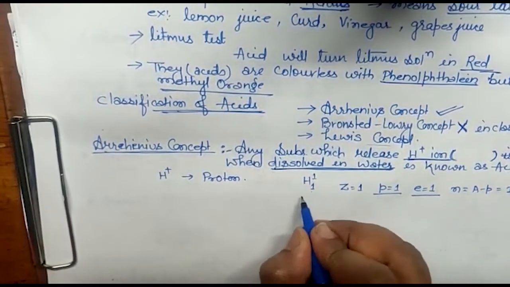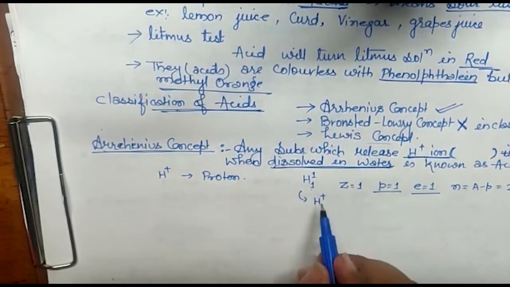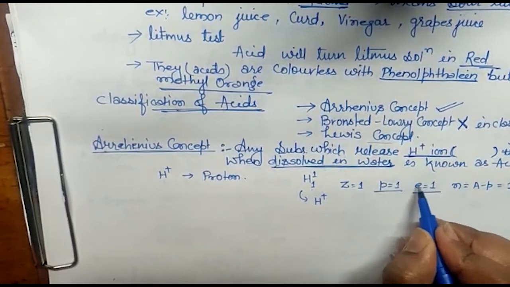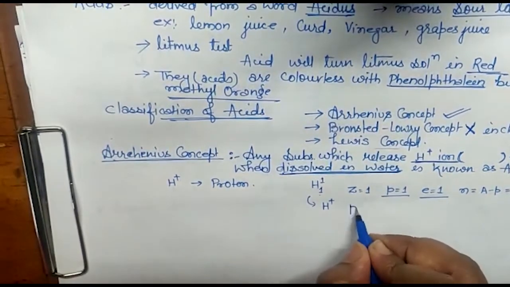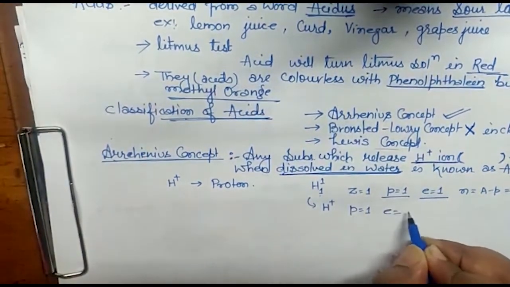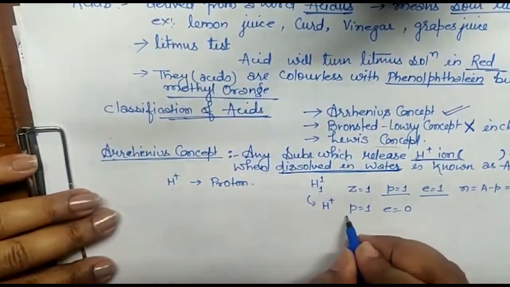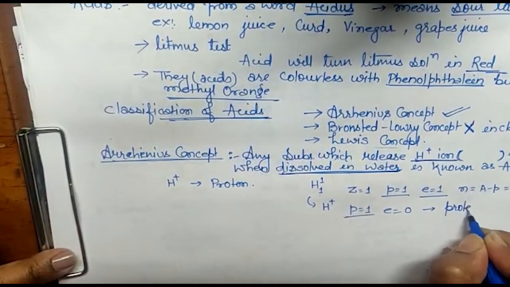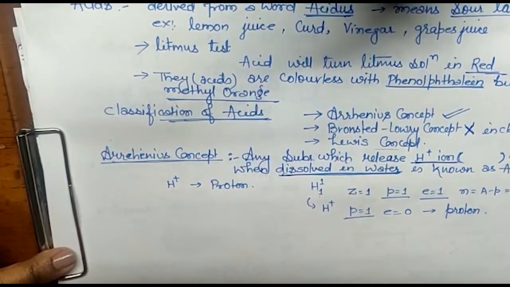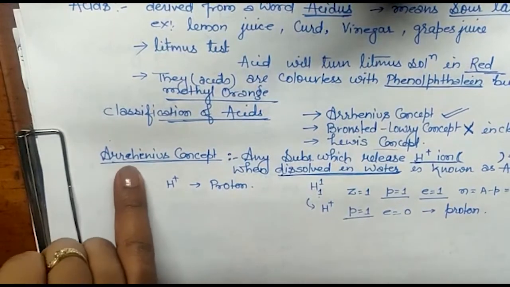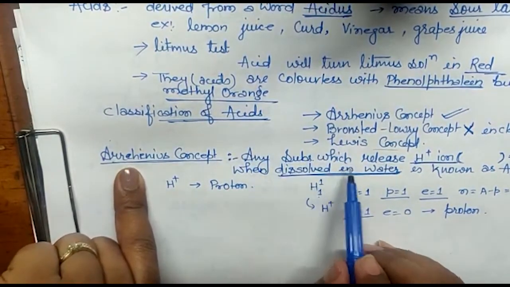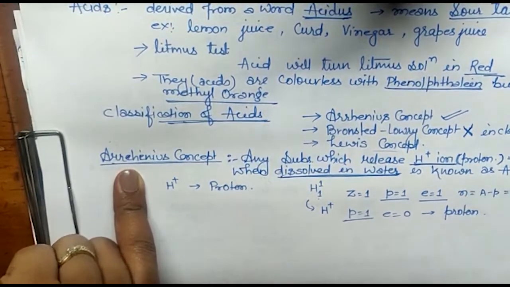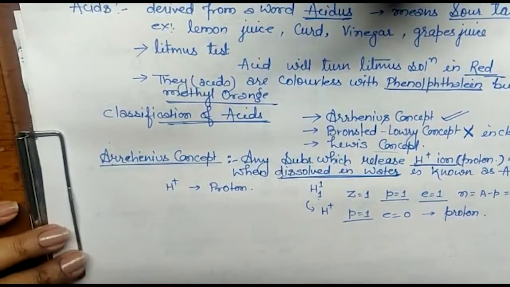Got it? When we talk about this H+, that means plus charge, that means it has lost its one electron. So if one electron is lost, now proton is 1, but electron becomes 0. So that's why this H+ can also be considered as a proton only, because it has only proton. Clear? So we can define it: any substance which releases H+ ion, or you can say proton, when dissolved in water is known as acid.